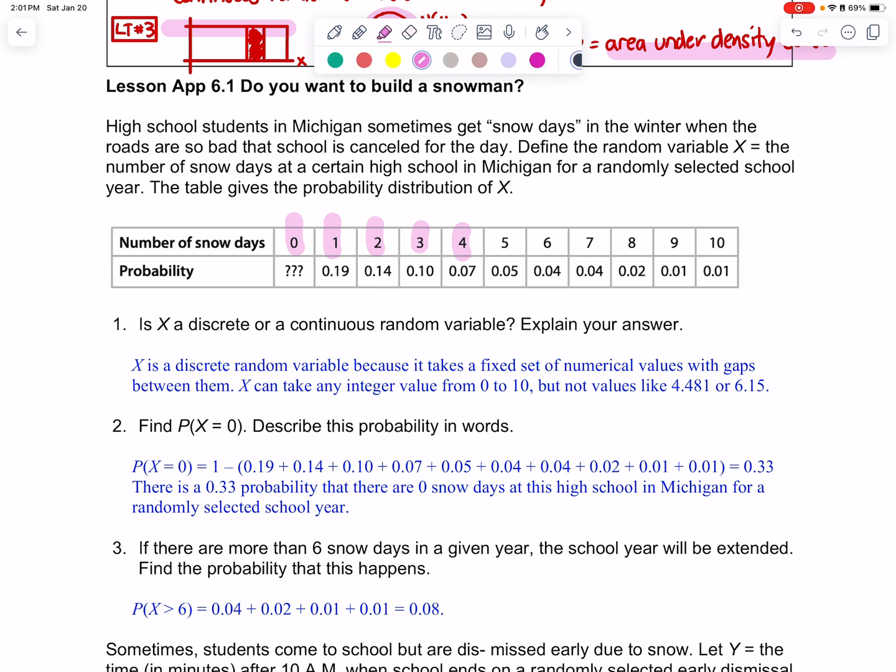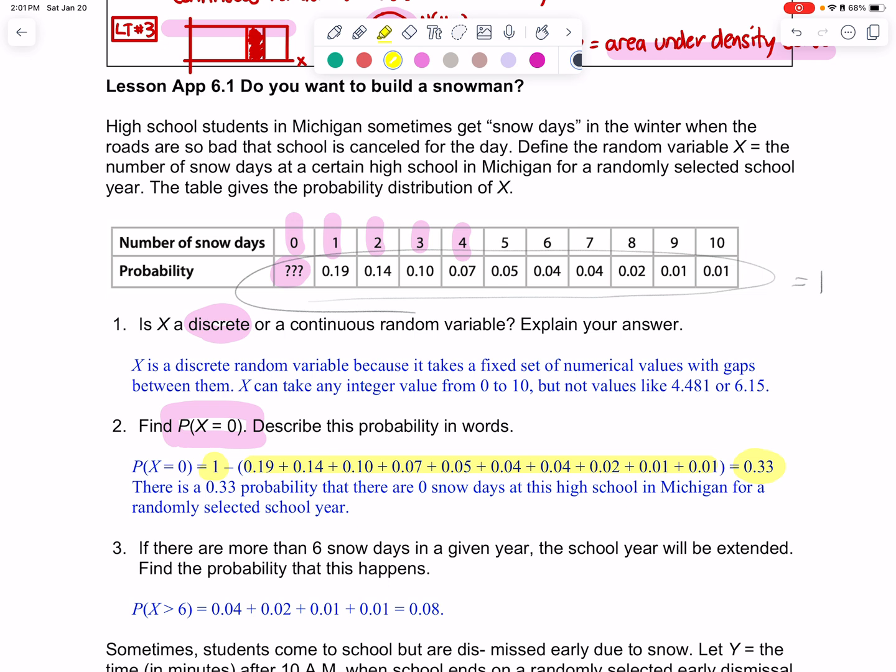The next one asks what the probability of x equals 0 is going to be. If you notice, it's empty, but we know if it's a valid probability model that the sum of all of these is going to equal 1. So you can see in the work that I have here that I add all of them up, and then I subtract it from 1, and that's where I get 0.33.